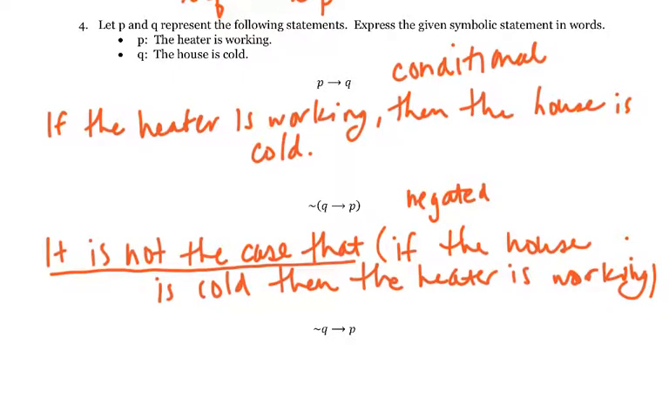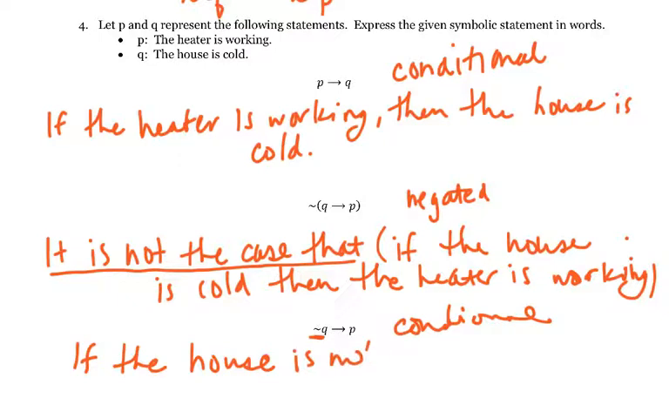This last one is another conditional. We have if not Q, then P. So this is a conditional with one of the statements within this compound statement being negated. So to write this out, we would say if the house is not cold, to get that negation in there, then the heater is working.